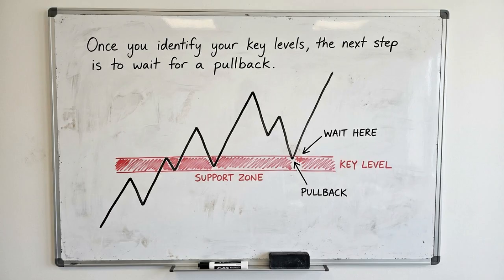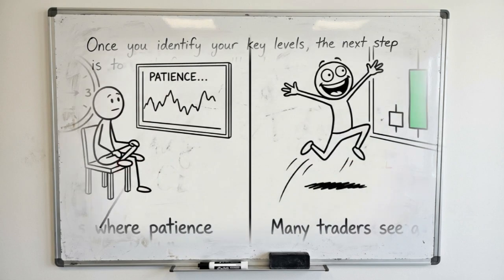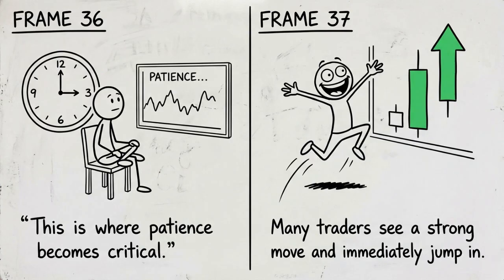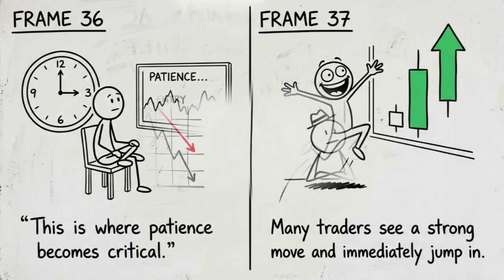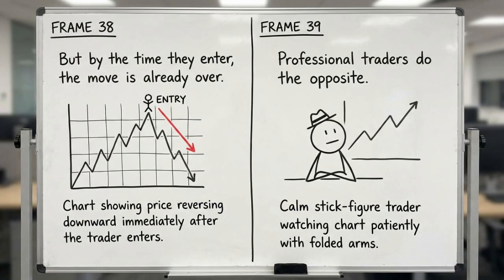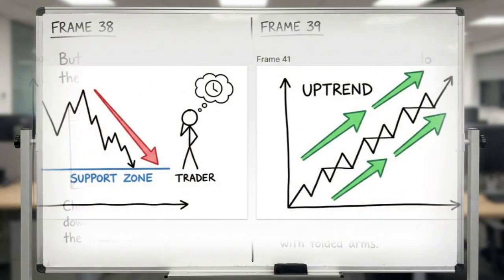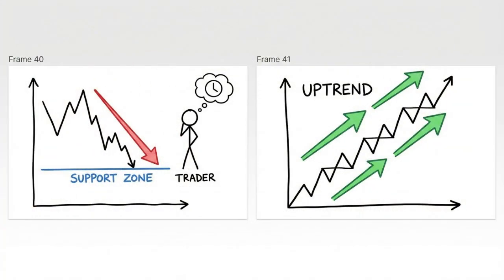Once you identify your key levels, the next step is to wait for a pullback. This is where patience becomes critical. Many traders see a strong move and immediately jump in, but by the time they enter, the move is already over. Professional traders do the opposite. They wait for price to pull back to a key level.